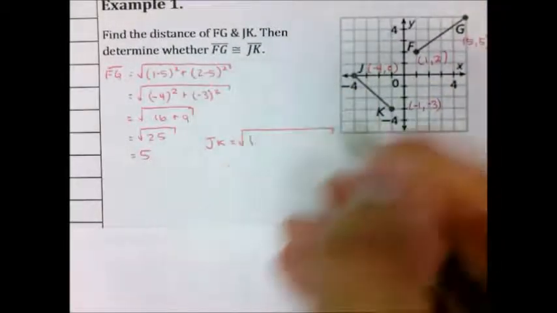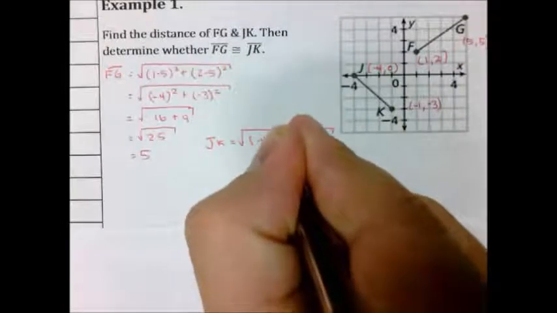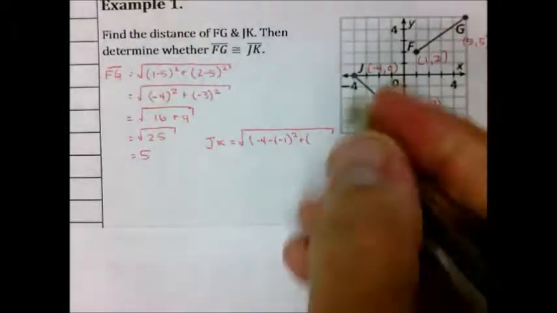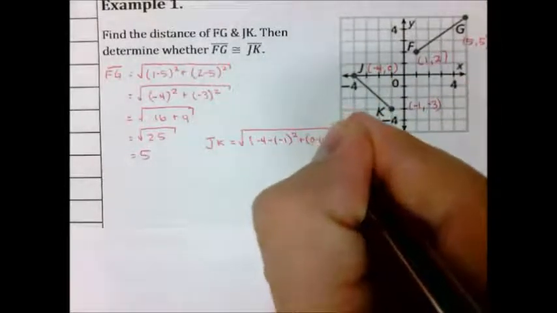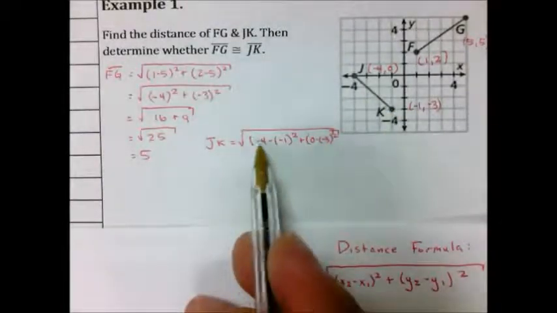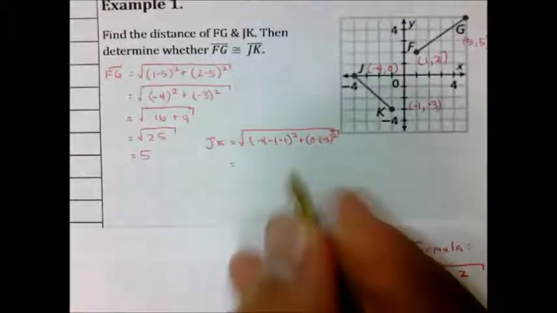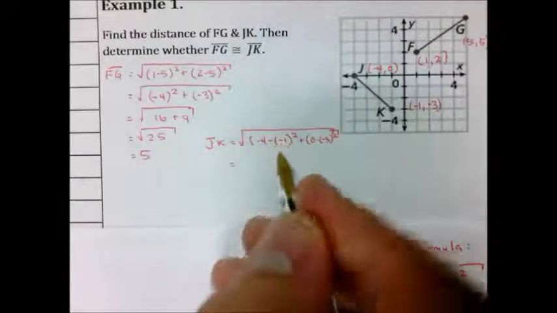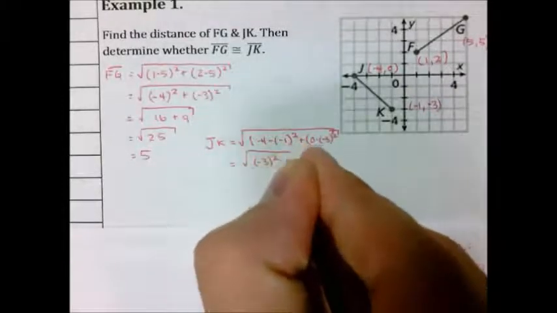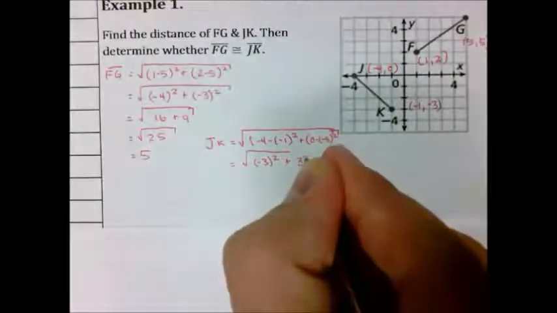Okay, so x2 minus x1 is negative 4 minus negative 1, squared. Plus 0 minus negative 3, squared. Almost running out of room. Okay, so we have negative 4 minus a negative 1, and remember when we're subtracting a negative, all we're really doing is adding those two values. So negative 4 plus 1 is negative 3. We have negative 3 squared plus 0 minus a negative 3, subtracting a negative means we're adding. We have 3 squared.